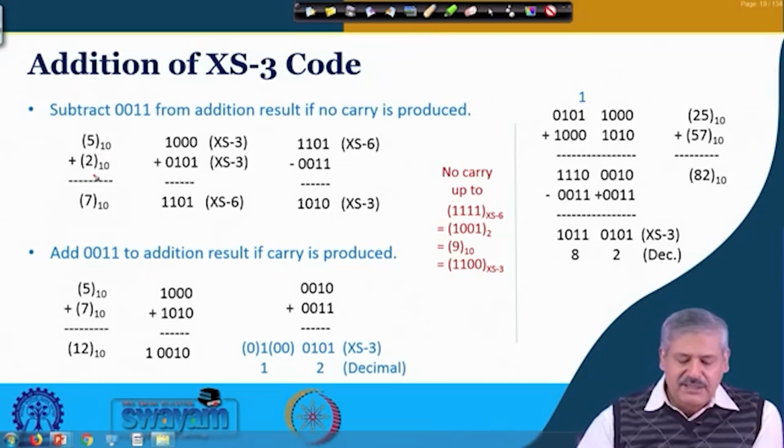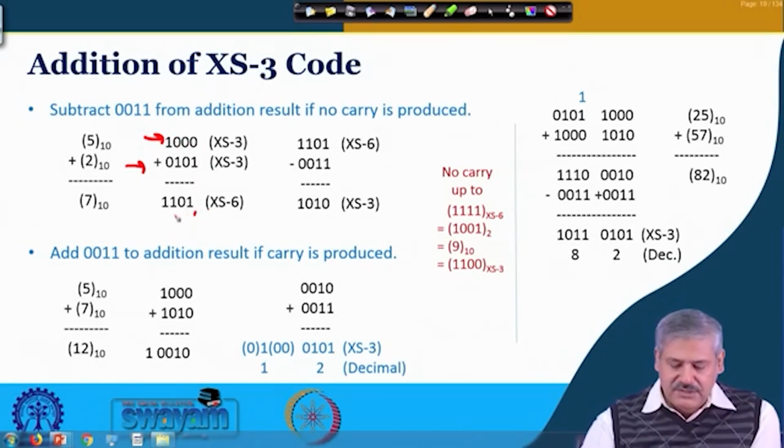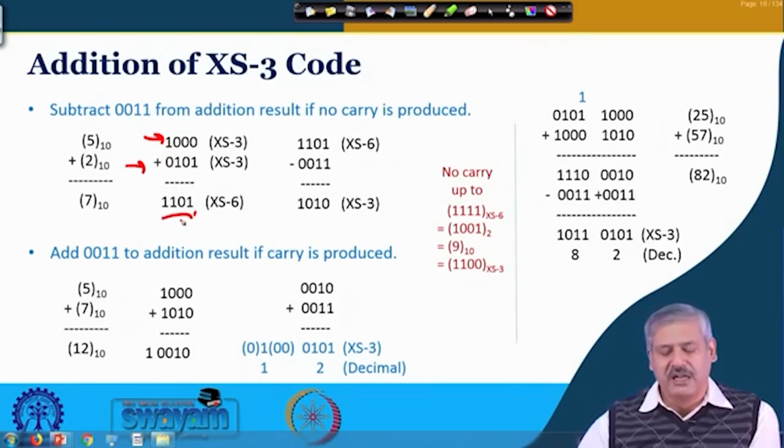Let us consider two numbers 5 and 2. The corresponding representation is 5 is 1000 in XS3 and 2 is 0101 in XS3, because 3 gets added to the normal binary coding. If you add, this is 1, this is 0, this is 1 and this is 1. So, no carry is produced here. We shall look at an example where carry is produced.